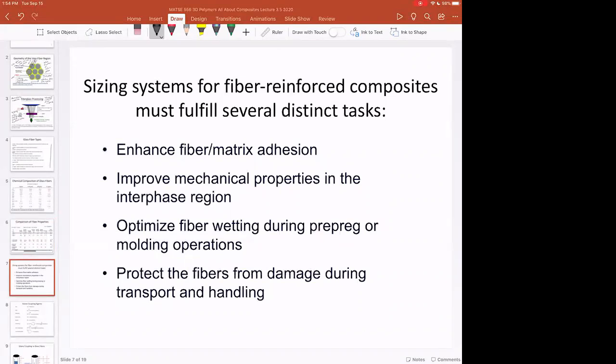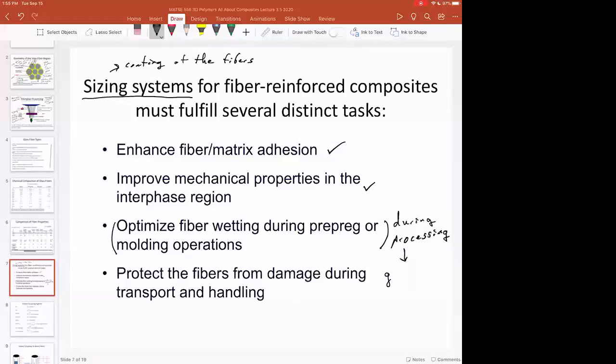So remember, sizing is basically coating of the fibers. We want to enhance fiber matrix adhesion. That's really important, especially in the final product. We want to improve the mechanical properties at the interphase region. That's important. This is interesting: optimize fiber wetting during pre-pregging or molding operations. So this is during processing. You need to have good wetting, and that goes along with good dispersion.